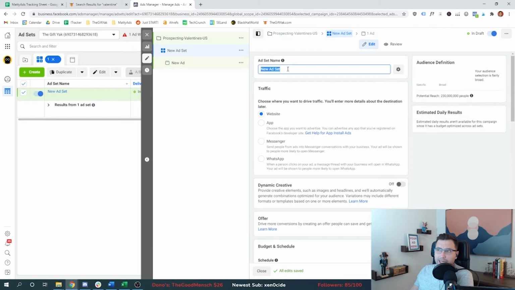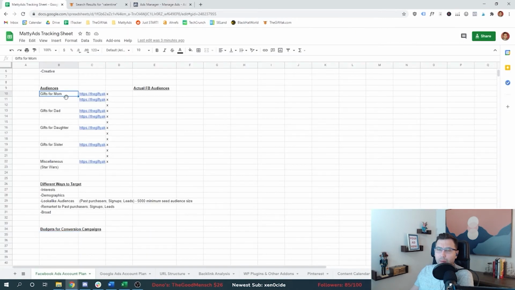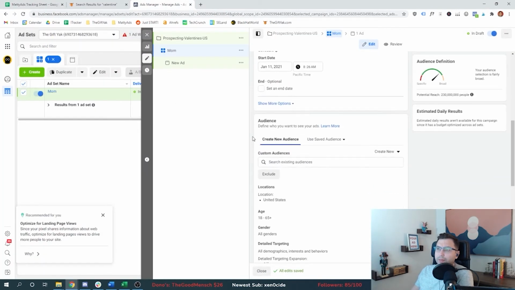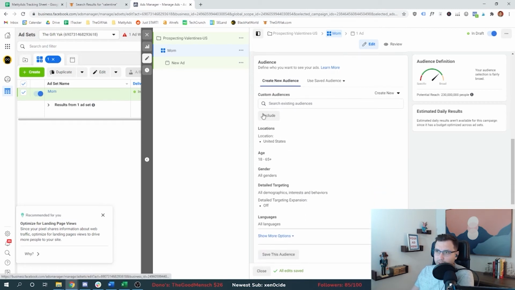All right, so at the ad set level, I'm thinking I'll probably do the first ad set based on these pages specifically. So this would be a mom ad set. And then if you just scroll down, you'll get into defining your audience. We were talking about different ways that we can target users. Well, this is where you do it at the ad set level.